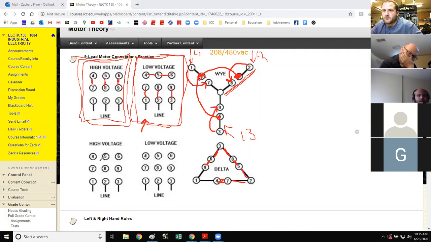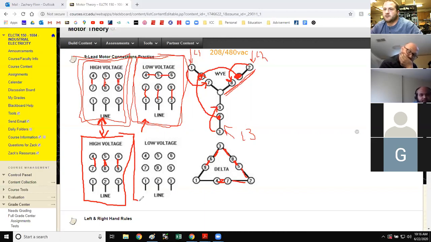So high voltage delta looks like this. Everybody understand that? Looks the same as high voltage Y. I said it looks the same as high voltage Y. That was my next question. You notice that? Yeah. So high voltage delta and high voltage Y are hooked up exactly the same. Low voltage delta is different though.